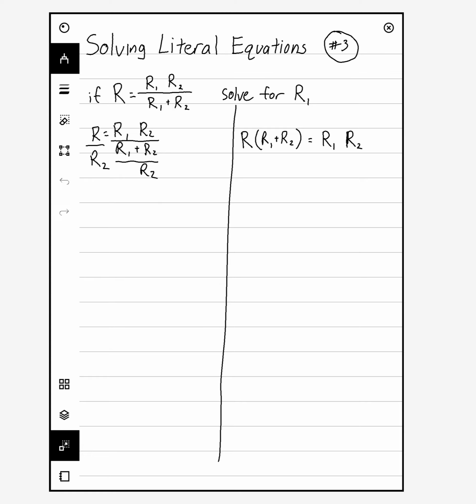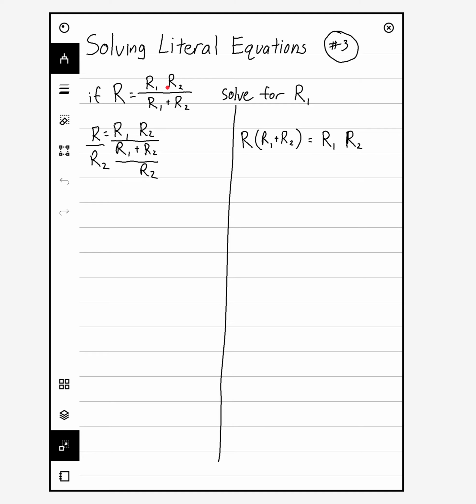Well, there's two ways that I can think of to solve this equation. Let's see which one's better. Option 1 is divide both by r2. Okay, so that's what I was talking about first. We just divided by r2. That's one way. The other one looks like we multiplied both sides by r1 plus r2, because that would get rid of it here, and it brings it over to this side. Let's do option 1 first.